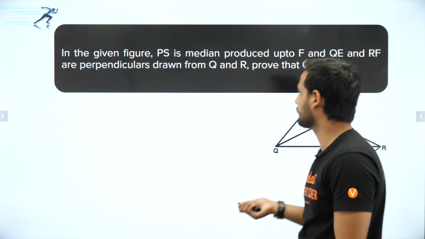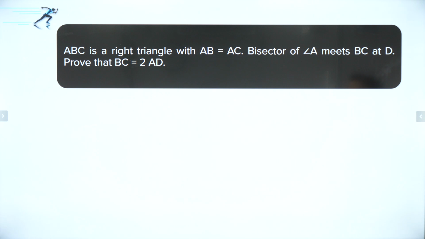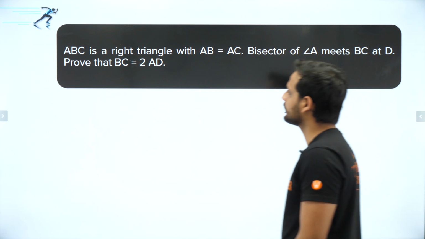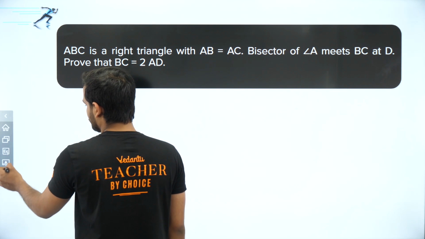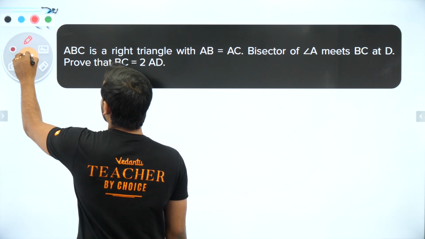Now let's move ahead. The next question is: ABC is a right triangle with AB equal to AC. The bisector of angle A meets BC at D. Prove that BC is equal to 2AD. Again, a very good question and a very important part also. Okay, what is happening here?